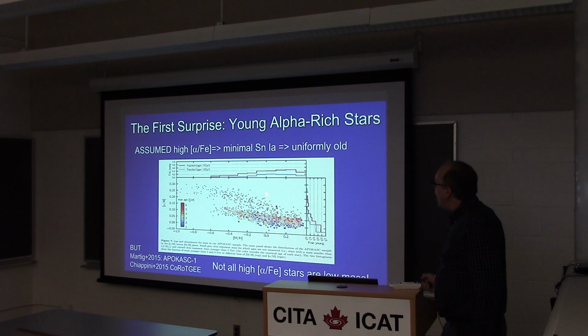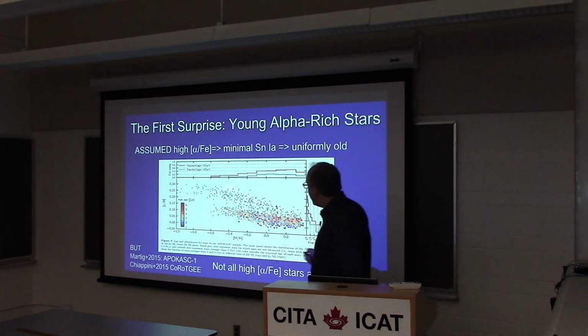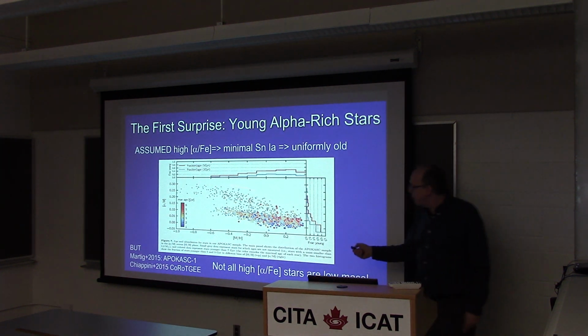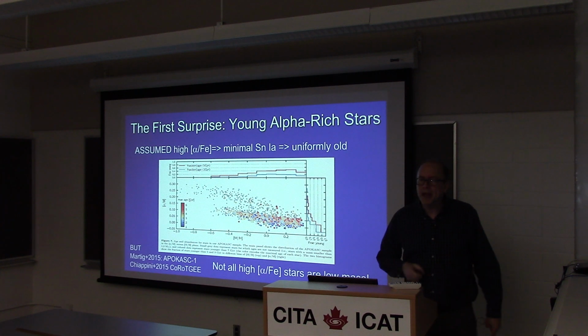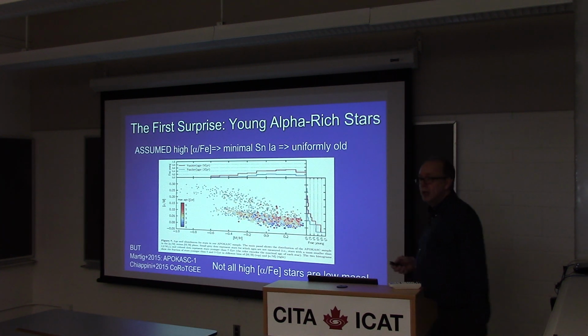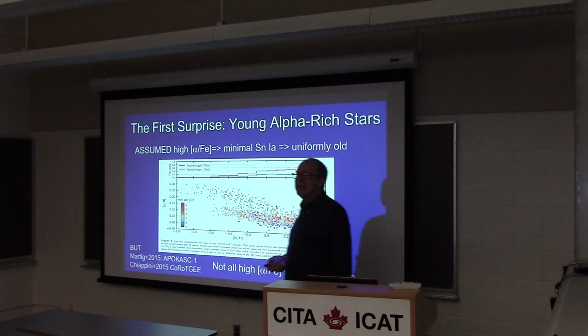Now our first surprise was what we called the young alpha-rich stars. These are color-coded by age. The gray ones are old. This is high alpha versus mass. And you notice that most of the high alpha stars, as expected, are low mass and old. But about 4% of them are clearly not.